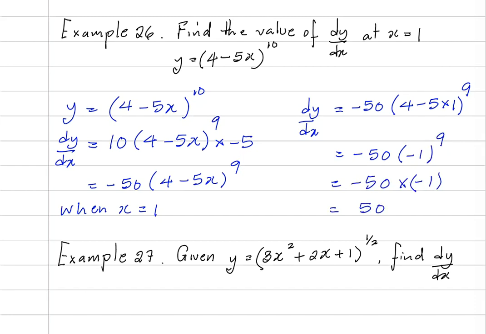Alright, so 1 raised to any power is 1. But if you raise a negative number to an odd power, the answer comes out negative. So minus 1 to the power 9 is minus 1. A negative times a negative is a positive.